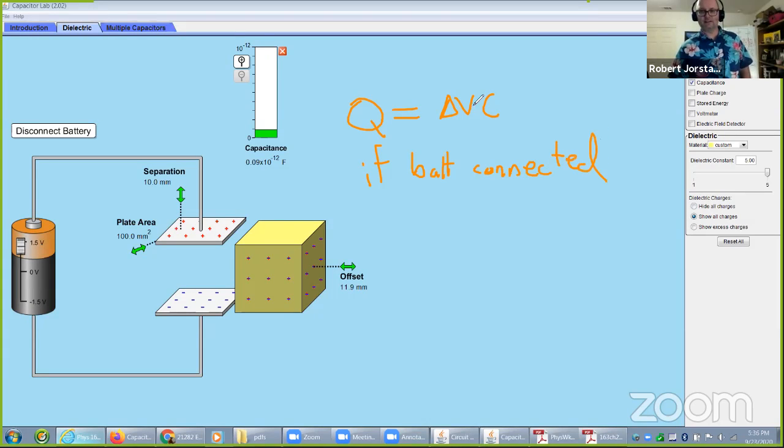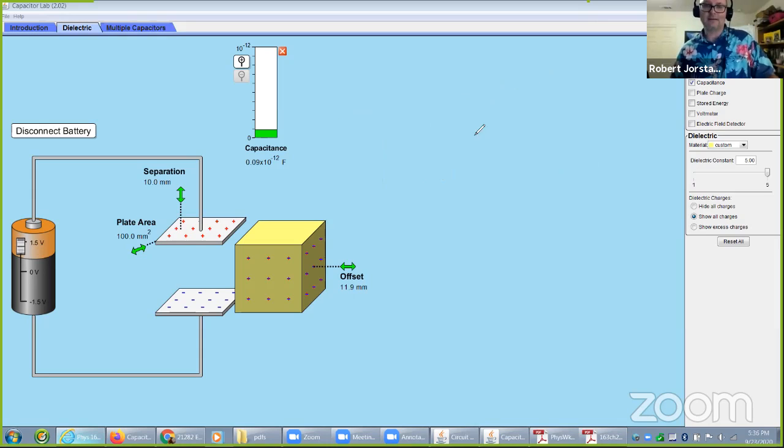do you agree that delta V is going to be fixed? I can't change the voltage while the battery is in there. The battery is a device that forces everything else to fix to that voltage, okay? So that's something, I guess, that's maybe counterintuitive. C is going to go up. We saw the charge is going to go up. Piece of cake.